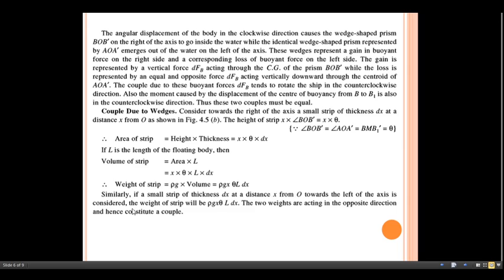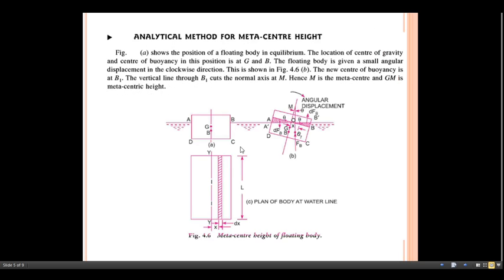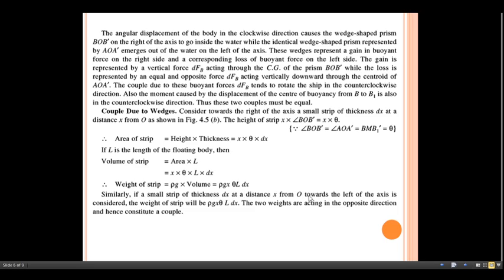Similarly, if a small strip of thickness dx at a distance x from O towards the left of the axis is considered, then the weight of the strip will be rho g multiplied by x theta L dx. The two weights are acting in opposite directions, hence constitute a couple.